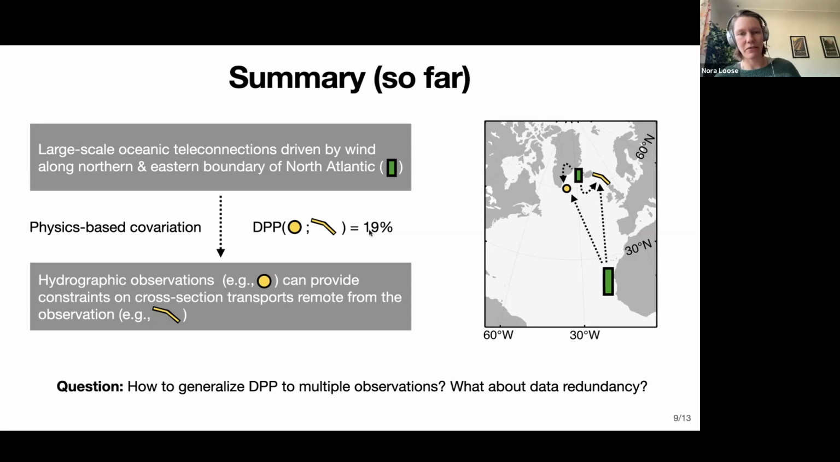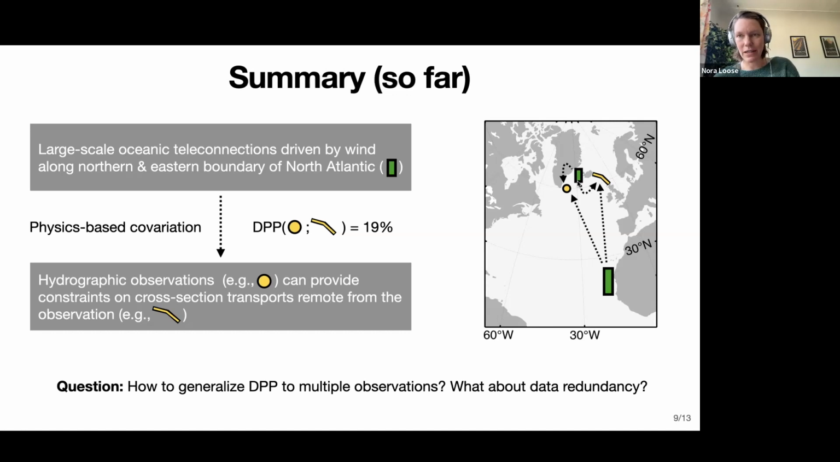So every value above 0 basically means that our observation contains some constraint for our quantity of interest. And the second thing is, how great would it be if our OSNAP observation here would tell us 100% about the heat transport across the Iceland-Scotland Ridge 100 kilometers away, right? That's actually not what we expect.